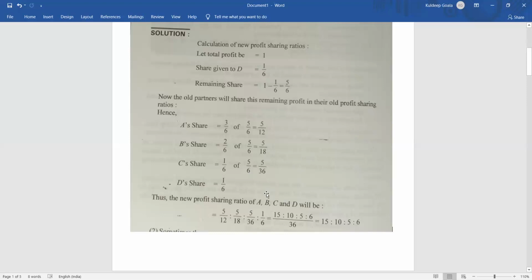Clear? So now what we can see, the new ratio is, sorry, 15 is to 10 is to 5 is to 6, right? 15 is to 10 is to 5 is to 6. Clear? So this is the new ratio.